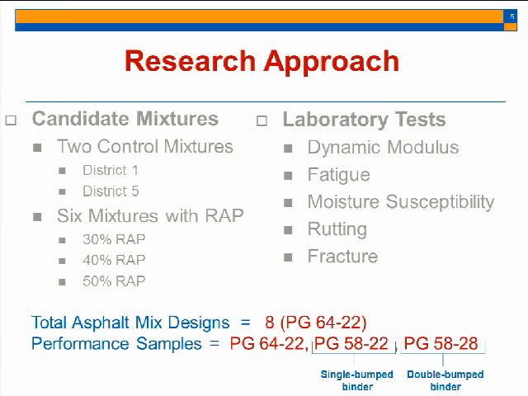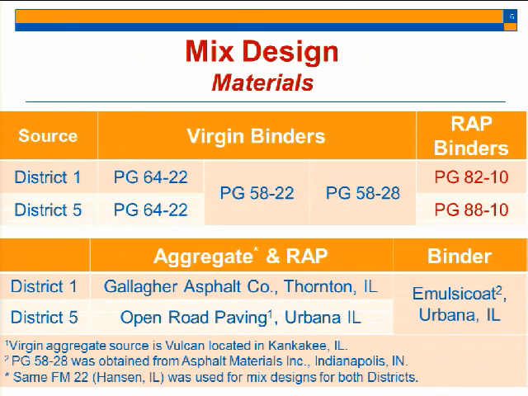So in total, we had 8 mix designs made with the base binder PG 64-22. In order to see the effect of binder bumping, we introduced two more binders, PG 58-22 and PG 58-28, as single and double bump binders, and made performance samples from all these three binders.